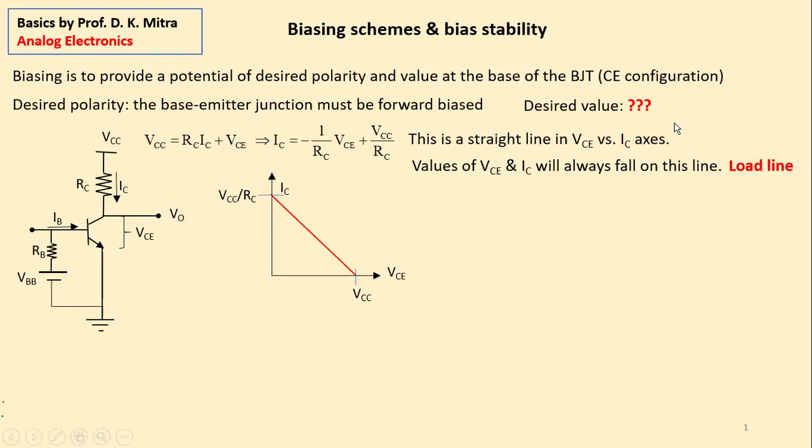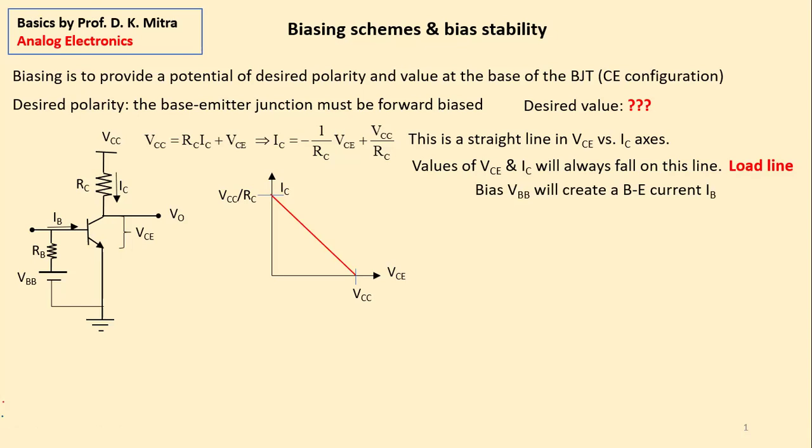This line has a good name. It is called the load line. It's a catchy name, and all through your analog electronics circuit syllabus, this term, load line, will come to you again and again. So please remember what a load line is. It is a straight line equation in the collector-emitter circuit, which gives a relation between any instantaneous value of VCE and IC. This is called a load line.